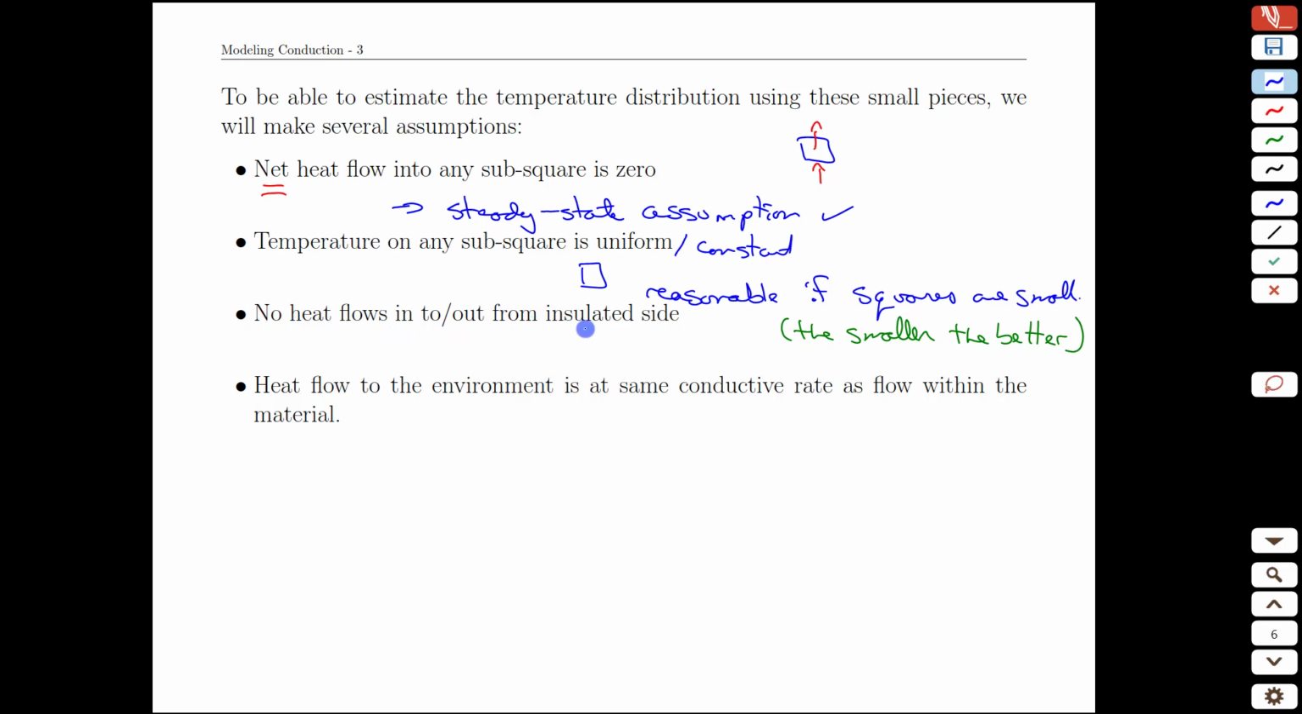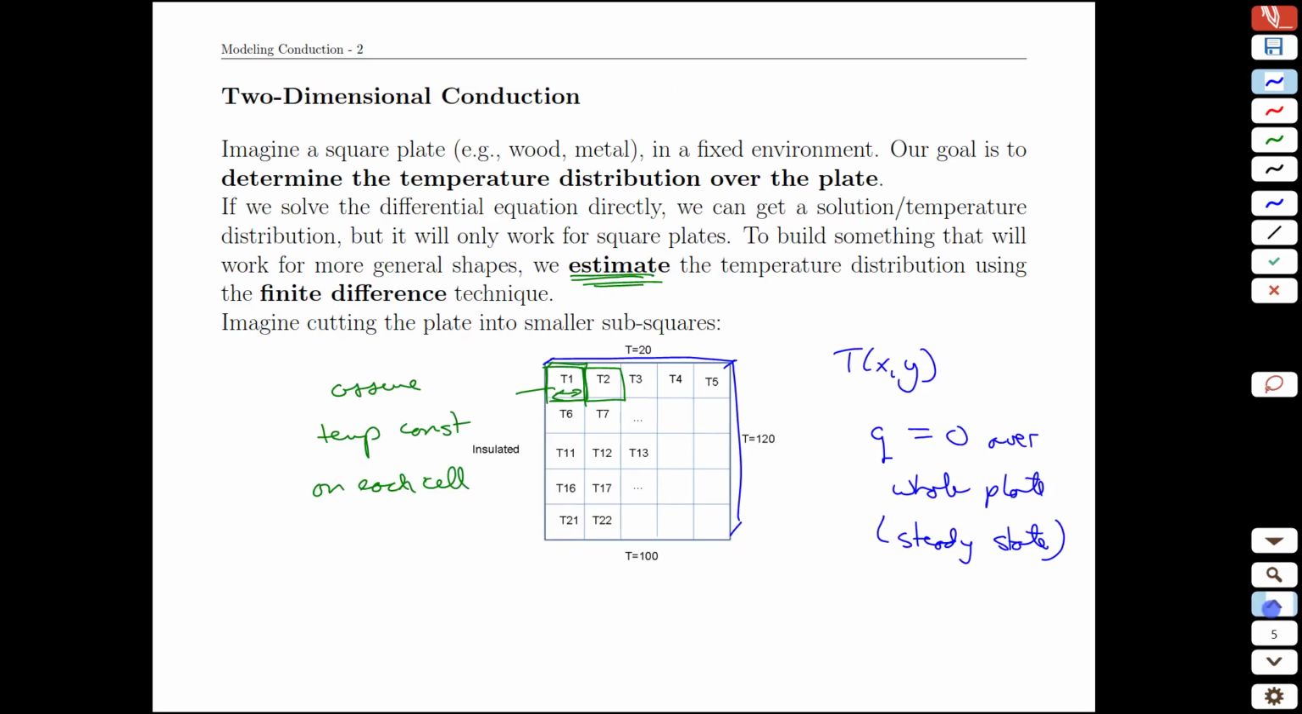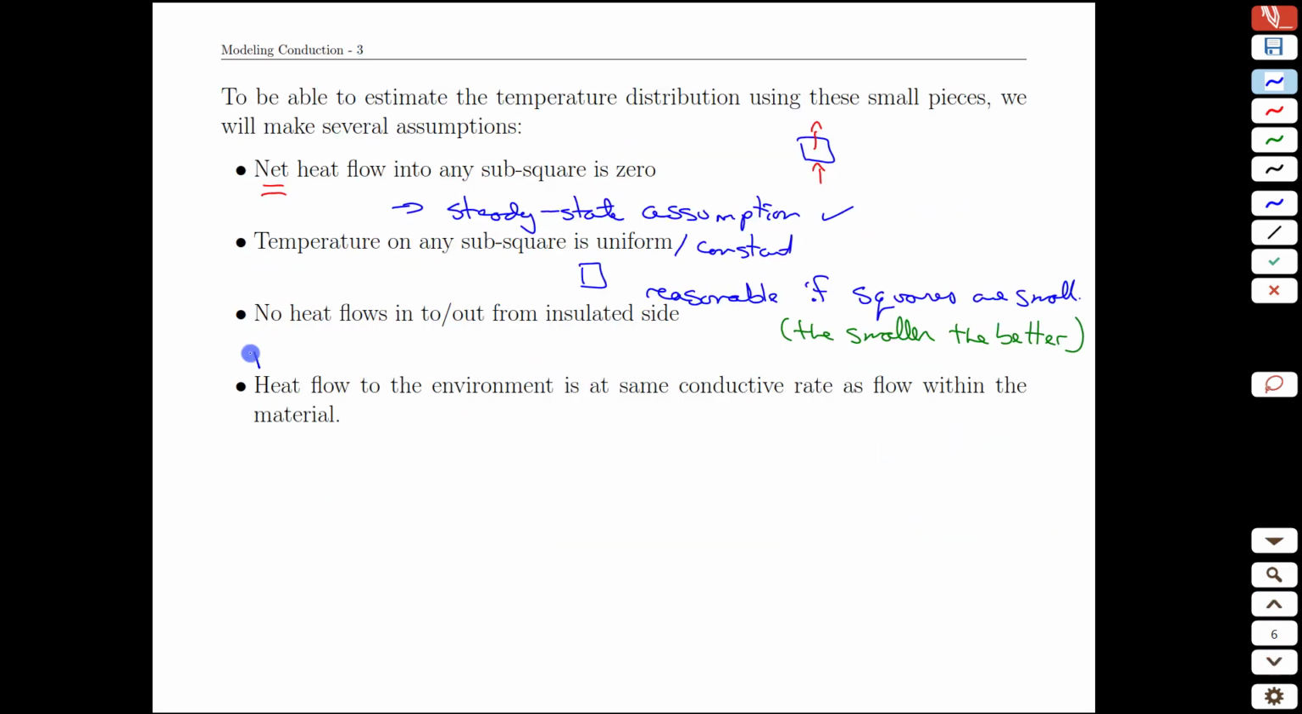No heat flows into or out of the insulated side. Just going back a slide, we had an insulated wall on this side, and this is a perfect insulator. Not a fundamentally flawed assumption. It just simplifies our calculations a bit. And obviously, the accuracy depends on the actual quality of the insulator in a particular scenario. Perfect insulator. So, reasonable.